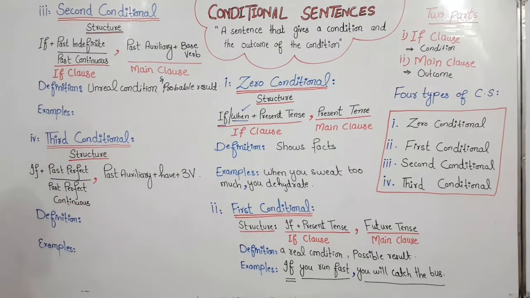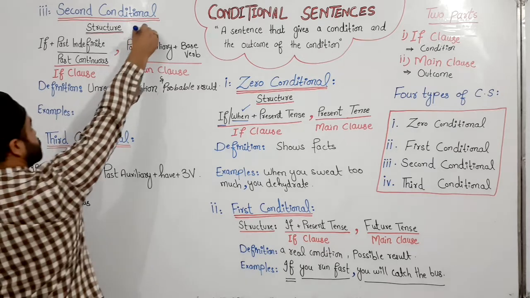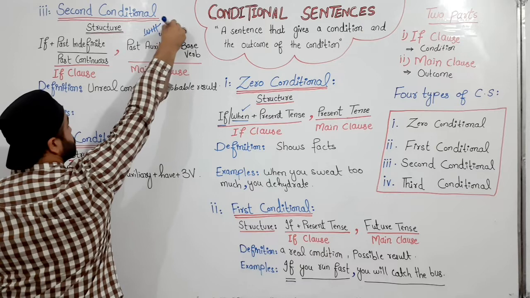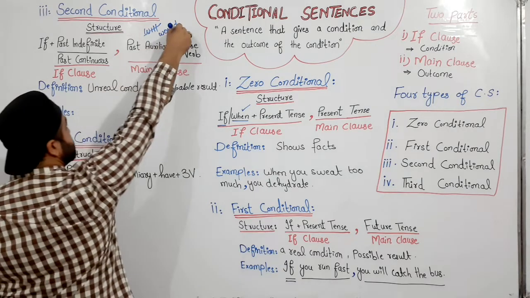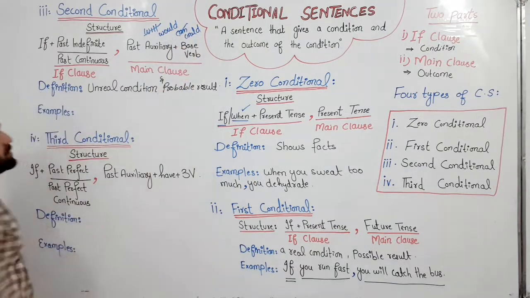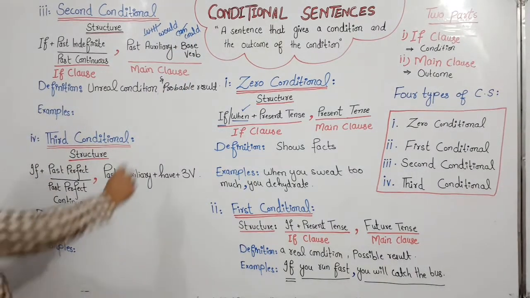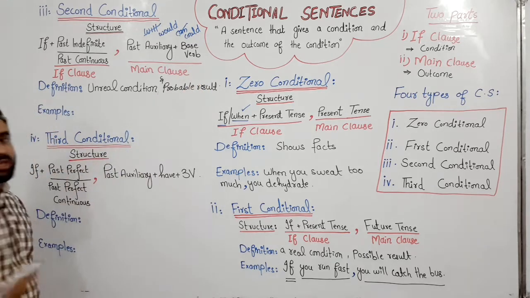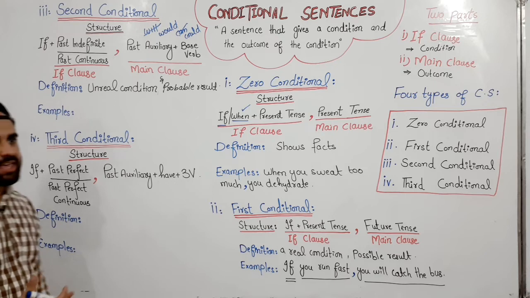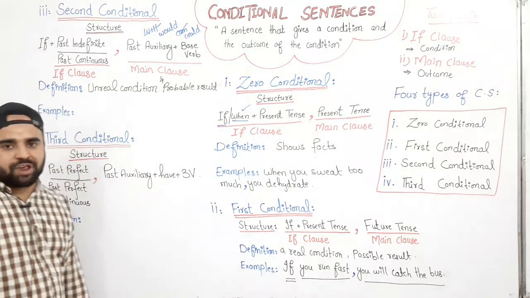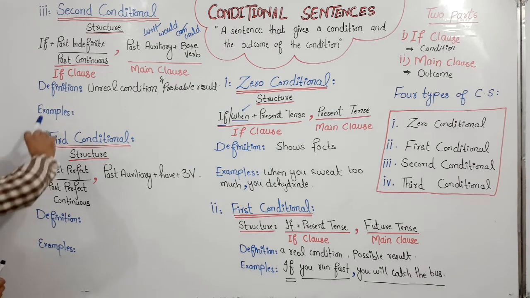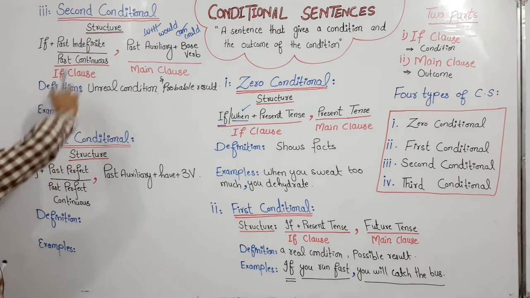By past auxiliary I mean that you don't have to use will, you have to use would. You don't have to use can, you have to use could. This is what I mean by using past auxiliary. And then the base form of the verb, the plural verb: go, run, take, catch, eat, drink, see. These forms of verbs will be used, right? The structure is if plus past indefinite.